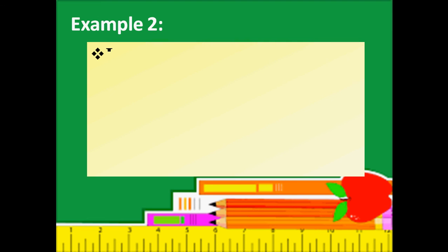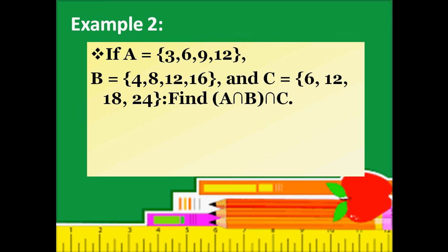Another example. If set A has the elements 3, 6, 9, 12, while set B has the elements 4, 8, 12, 16, and set C has the elements 6, 12, 18, and 24, find the intersection of set A and set B intersect to set C. We notice in this problem there are three sets involved. How can we find the intersection involving three sets? It is just simple. Let us recall the order of operations. We need to perform first the operation inside the parentheses before the operation outside the parentheses.